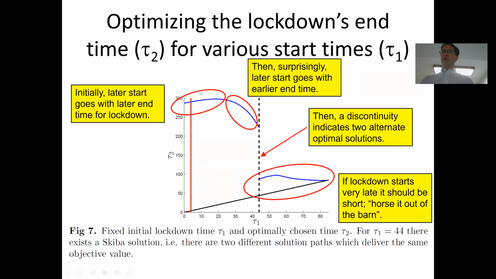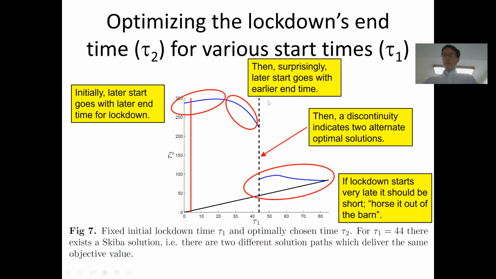Initially, if you get the lockdown started pretty quickly, the later that you start the lockdown, that is moving from left to right, the later it should end. The blue line slopes up, and that seems very sensible. If you don't get started quickly, you're going to have to continue the lockdown longer. But then that blue line bends down. And that says that if you don't get the lockdown started until around day 30, then the later you start, moving further from left to right, the earlier you should end the lockdown, which seems quite surprising.